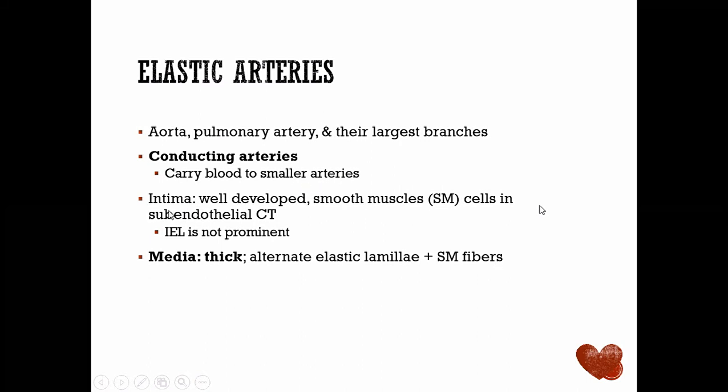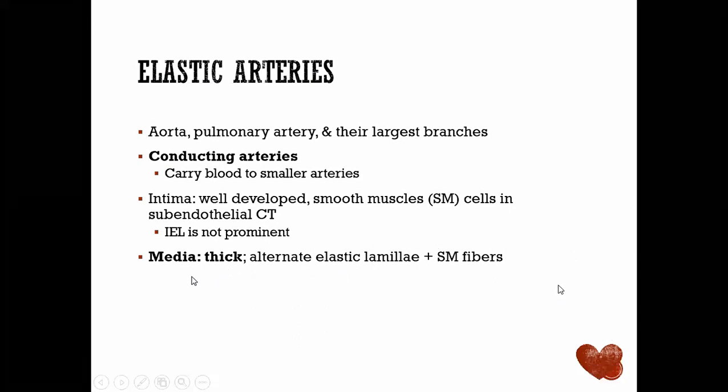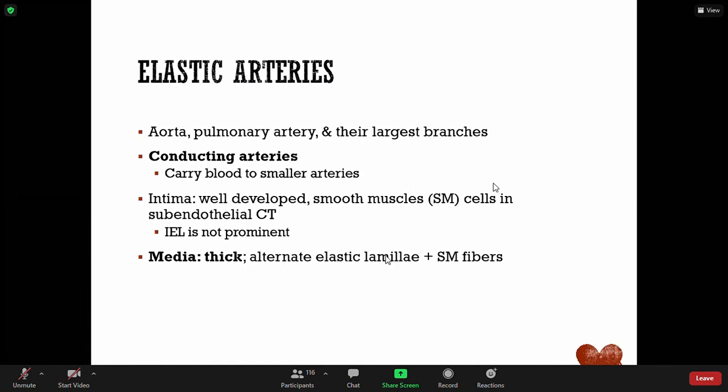And then the tunica intima is well developed. There are smooth muscles present in the subendothelial layer, and then connective tissue. The internal elastic lamina is not prominent. The media is thick, with alternating elastic lamellae and smooth muscle fibers. So these are the descriptions of your media: thick, alternating elastic lamellae, and smooth muscle fibers. Those are the descriptions of your elastic arteries.